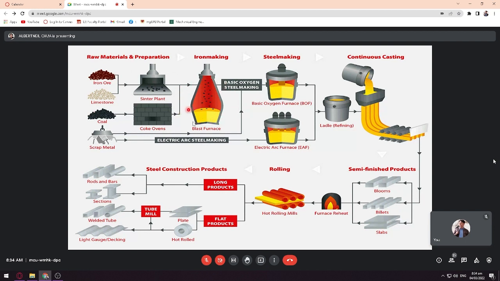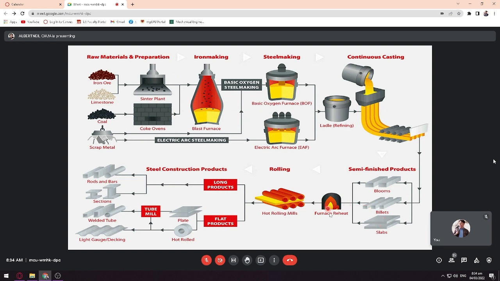pig iron. After that, we go to the basic oxygen furnace, which is another way of removing carbon. Then from there, we go through ladle refining to remove more impurities. Then we go to continuous casting to achieve the desired shape the manufacturer needs. So these are our semi-finished products: blooms, billets, and slabs.